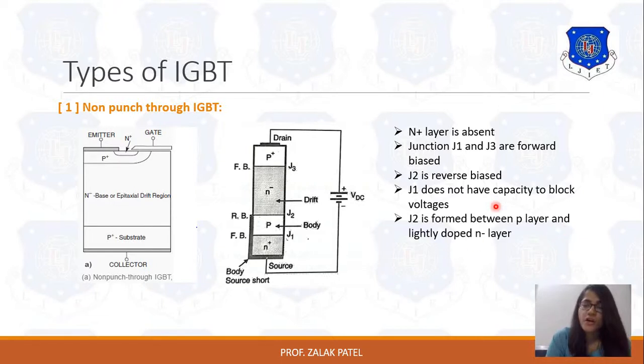J2 is formed between layer P and layer N minus. We already discussed that there is heavy doping in the N plus layer, and due to this heavy doping, J1 cannot block the voltage, but J3, due to the drift layer, can block the voltage. So J3 and J2 will block the voltage symmetrically in case of non-punch through IGBT. Now what happens in case of punch through IGBT?